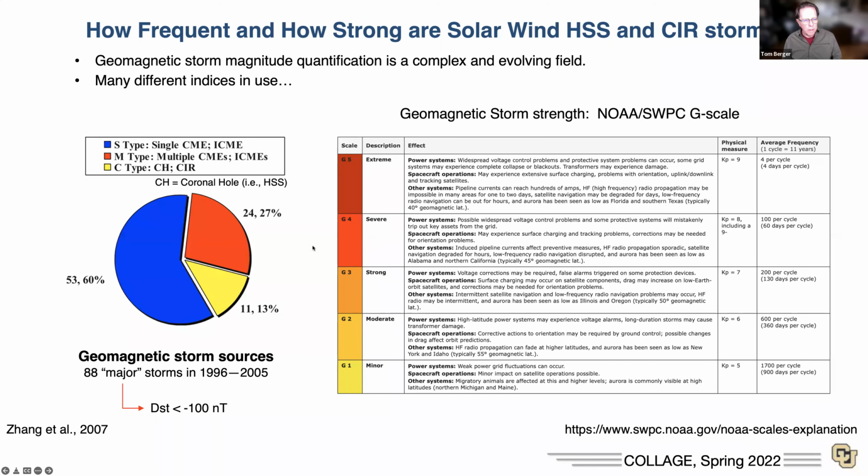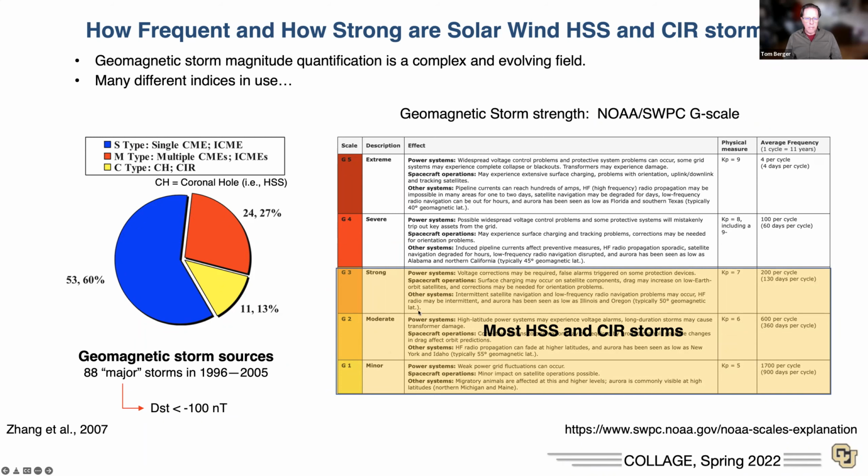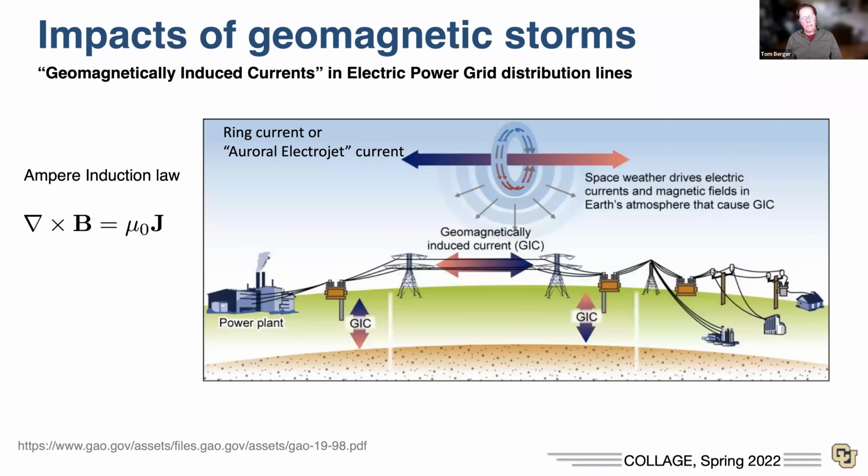Now, how frequent are these? Geomagnetic storm sources from CMEs are more common than the coronal hole and CIR storms, but about 11% of geomagnetic storms in the strong to moderate category are caused by CIRs. Most of them are caused by CMEs. So most high-speed streams and CIR storms are down in this G1 to G3 level. Sometimes they'll get to G4.